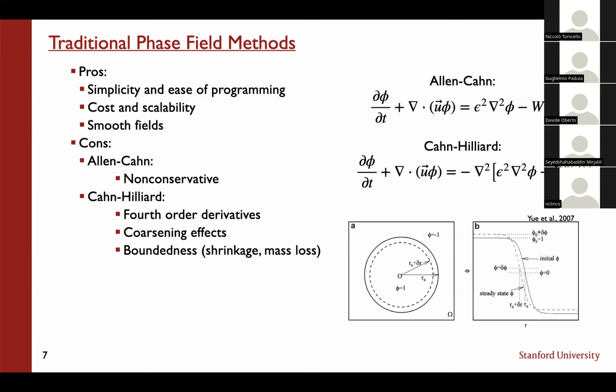So you have coarsening effects, meaning that your droplets and bubbles might just spontaneously shrink, which is not great. And you don't have boundedness of your fields. So your fields would exceed what they're supposed to be. You would get 1.02 or something for your phi. And of course, this will translate to density values that could, for instance, become negative, right?